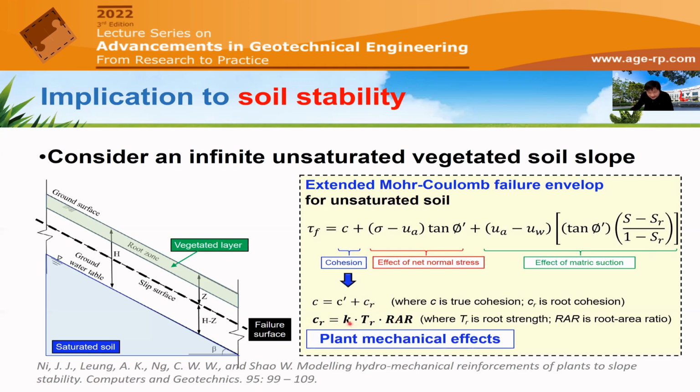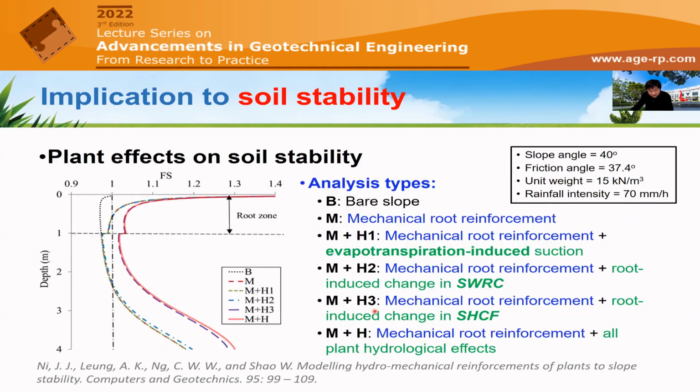And by the way, this K is an empirical factor to factor down the potential overestimation of the root cohesion here, because we are using the root tensile strength, assuming all the roots were broken during the shearing, which perhaps is unlikely during shearing. And that's why this is a correction factor for this effect.